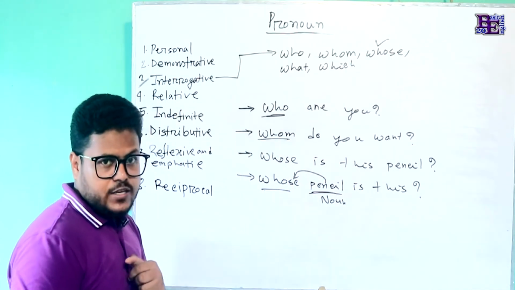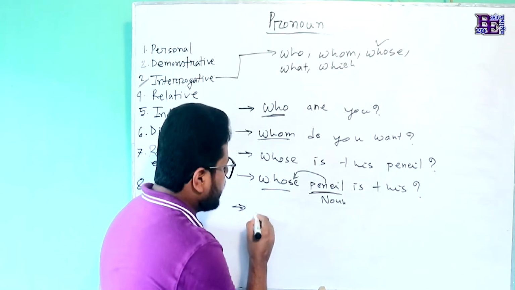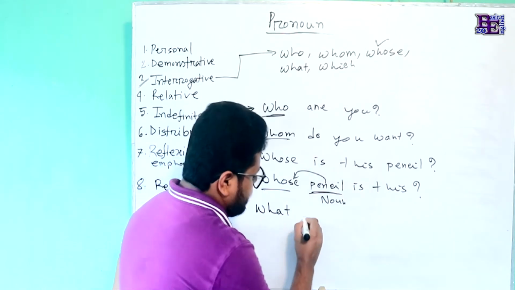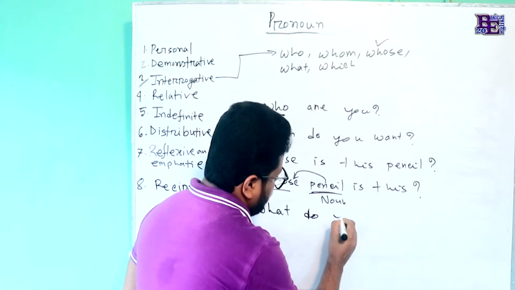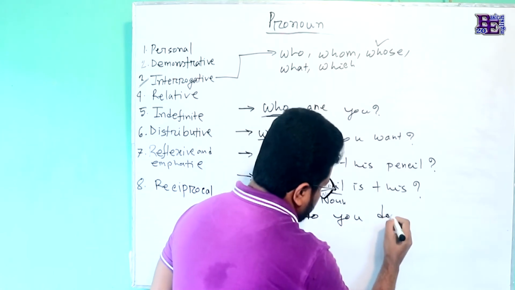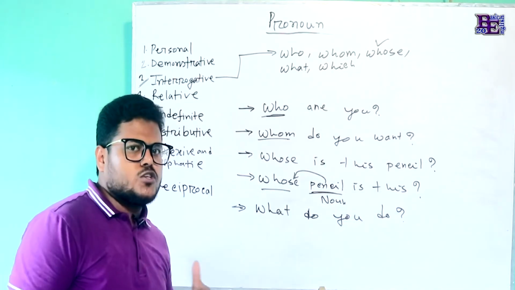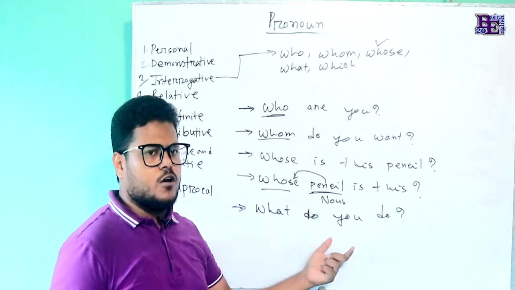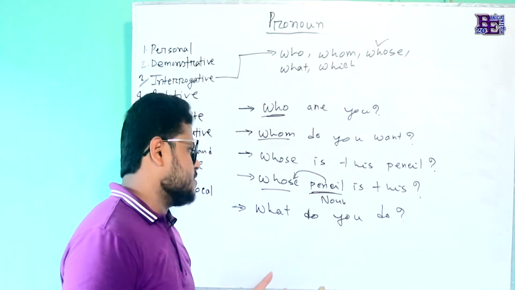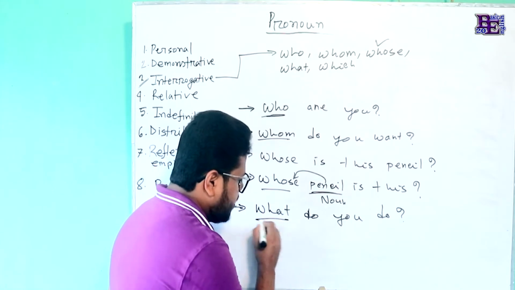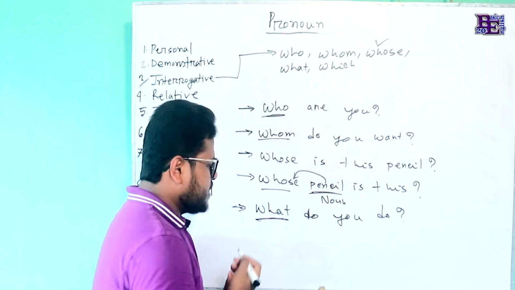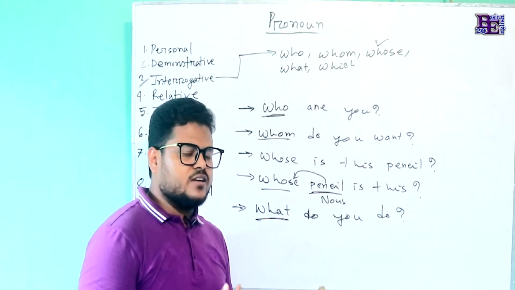Let's move on to the next one. What? If you say like this, what do you do? That means you want to know about the profession of that man or the activities of that man. That's why you're asking the question with what. What here has been used also as an interrogative pronoun.